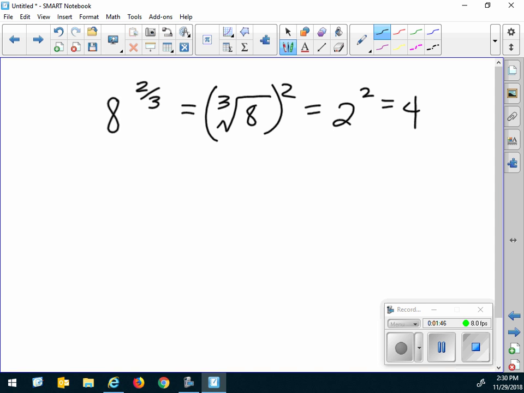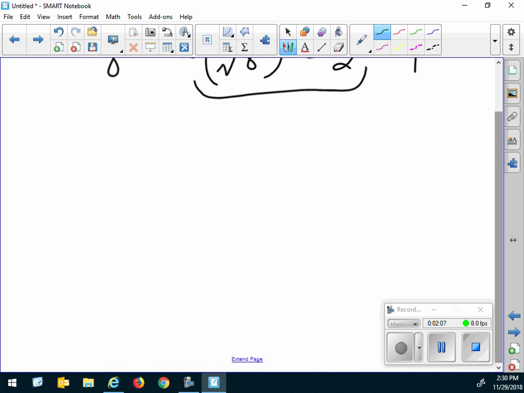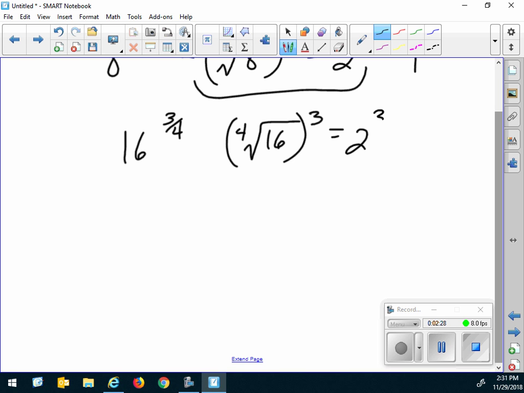You can also, I told you this is not in here, you can also just look here and say the cube root of 8 is 2, and 2 to the 2nd power is 4, and not even write this part down. If you feel like I know how to do that in my head, that's fine. All right, let's try another one. What about something like 16 to the 3/4 power? What's your root? It's the 4th root of 16, and then what do you do to that? What is the 4th root of 16? 2, and 2 cubed is 8.